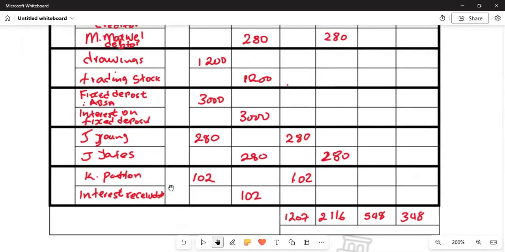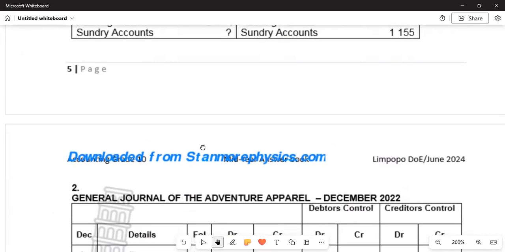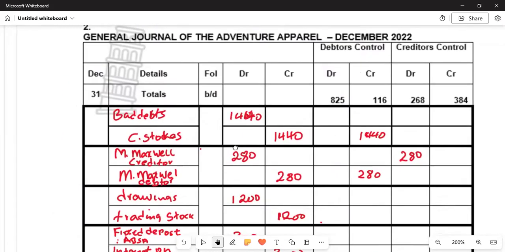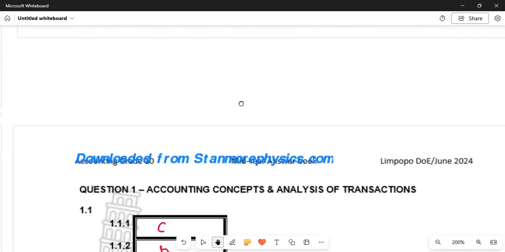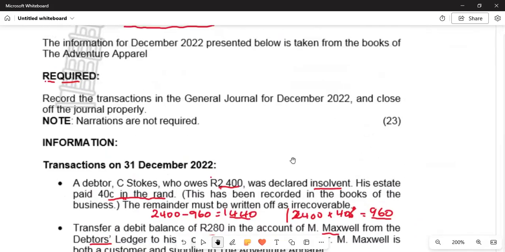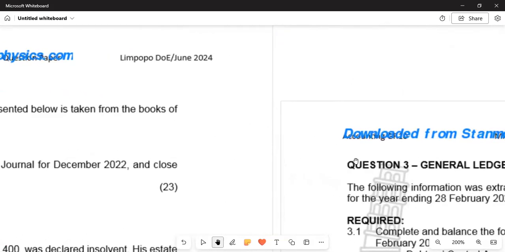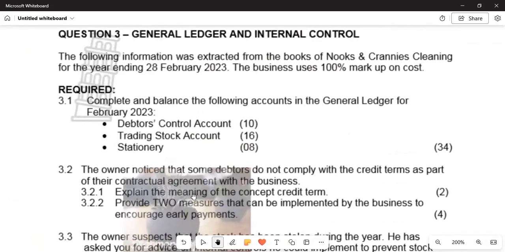Now we are moving on to question 3. Here is our question 3, that we are to attend to.